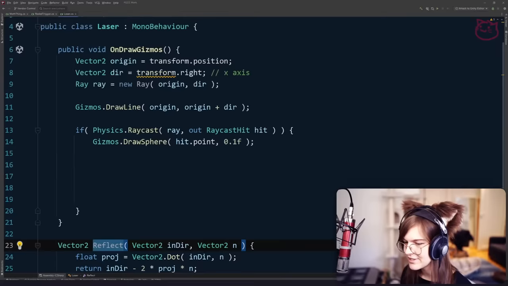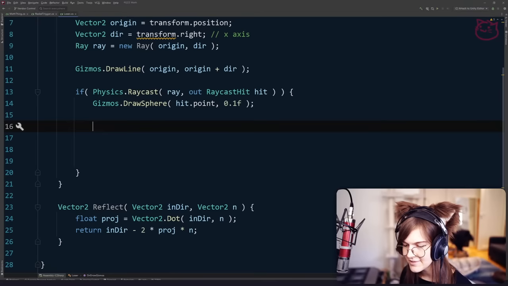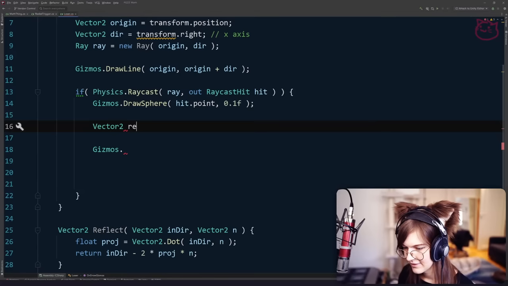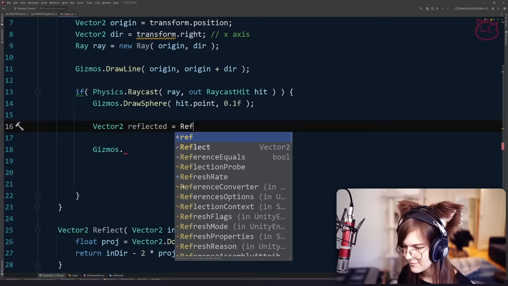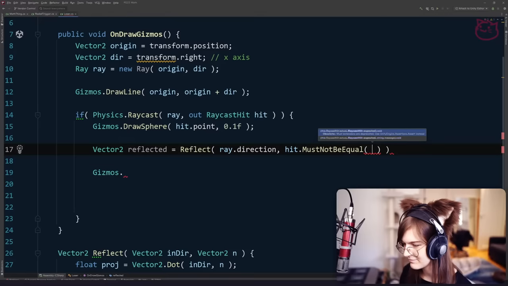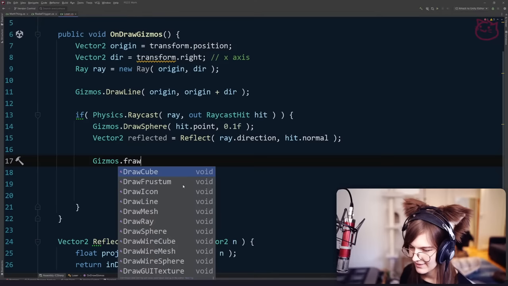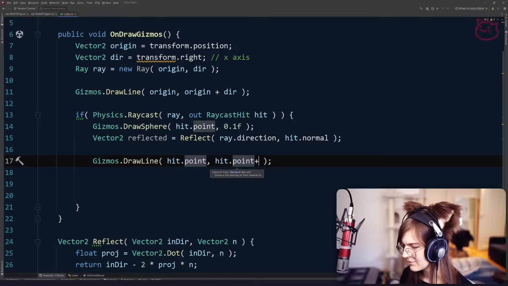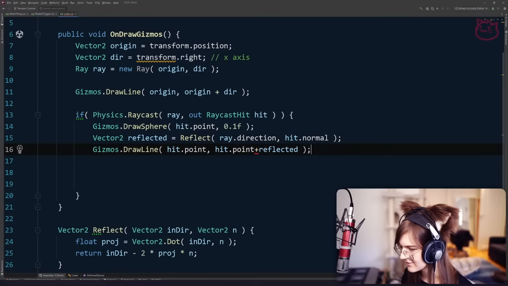All right, so we have our reflect function, and now we just need to see if it works. So let's draw another ray. So we need our reflected direction. That's going to be reflect. We have the ray direction, and then we have the hit.normal. Must not be equal. I don't know how to type. I'm sorry. Okay, gizmos.drawLine. We're going to draw from the hit point to hit point plus the reflected direction. I guess we're mixing vector 2s and vector 3s right now, so that's probably why it's a little sad.